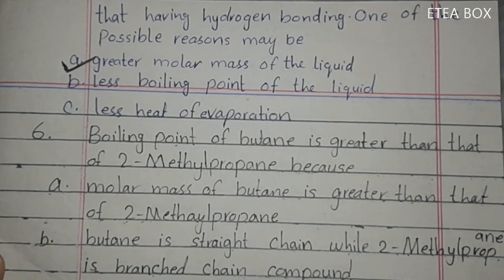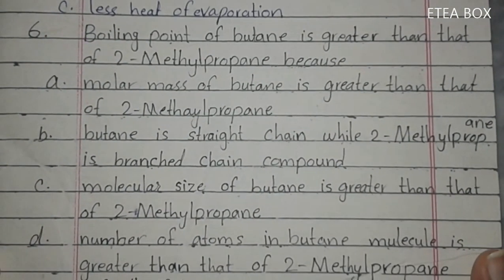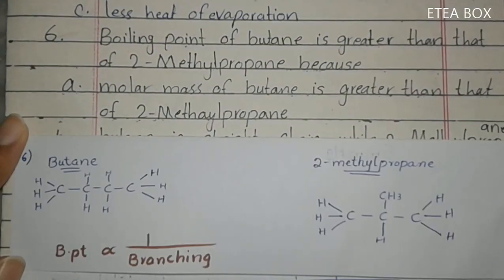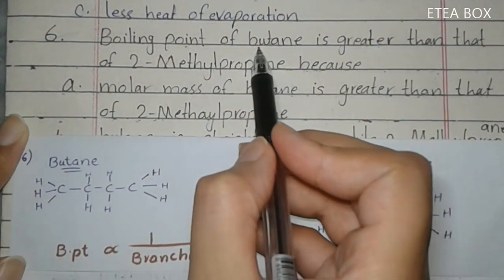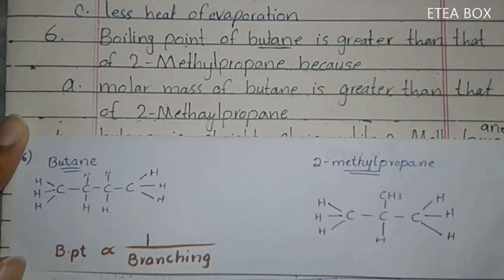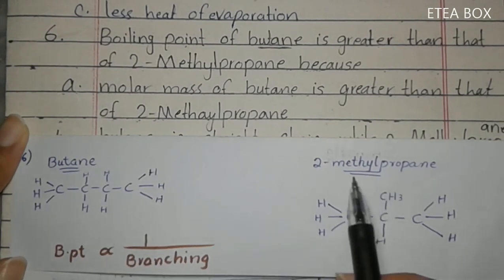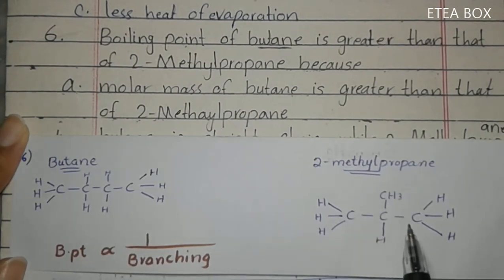having London dispersion force. Next one. Boiling point of butane is greater than that of 2-methylpropane because. Now look, we have given the two molecules, butane and 2-methylpropane. Here it's butane, a straight chain. And it's 2-methylpropane, a branched chain.